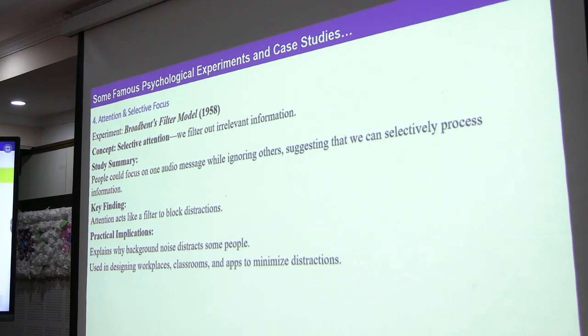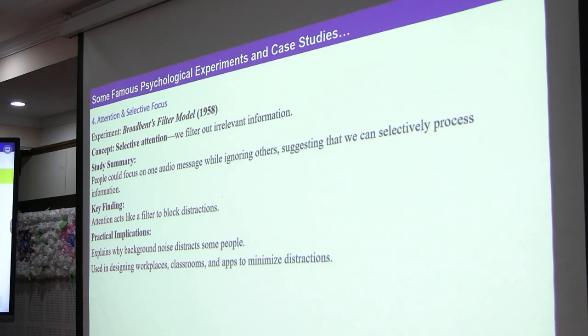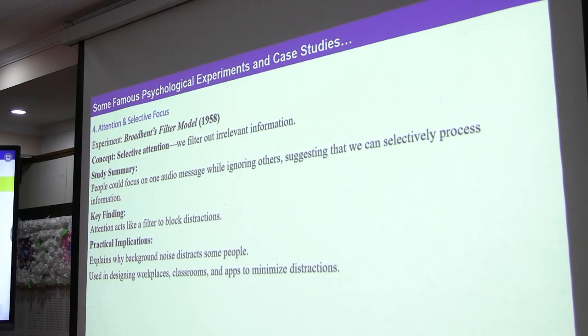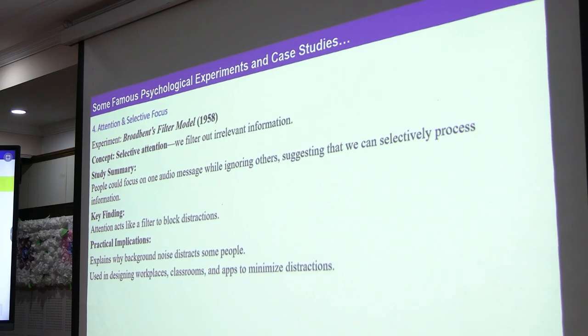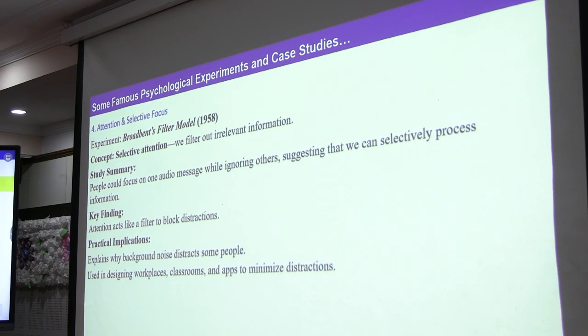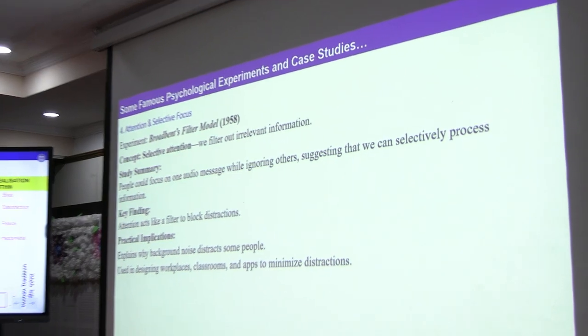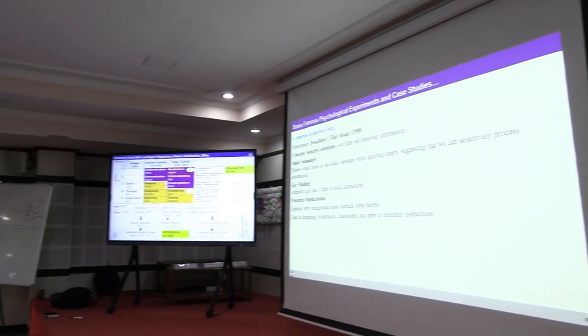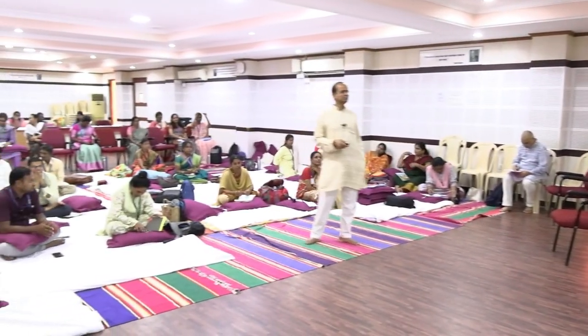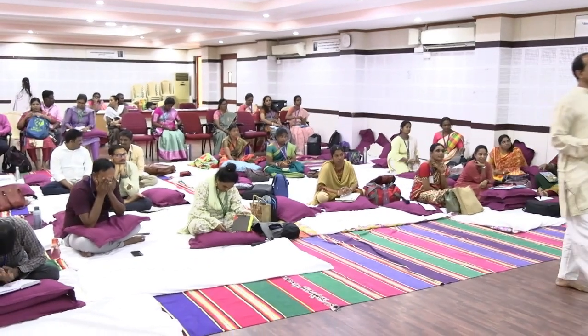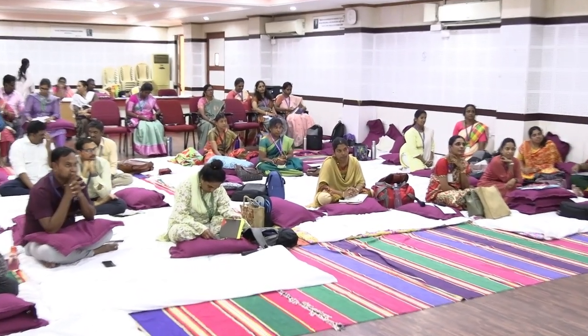If you try to listen very carefully, you can hear lots of sounds. Even the AC is running and it has a sound. This light might also be flickering and it might have a sound, isn't it? We call that hearing and listening. So hearing is there, but listening is only when we are paying attention to that, and we are paying attention selectively. So attention acts like a filter to block distraction.